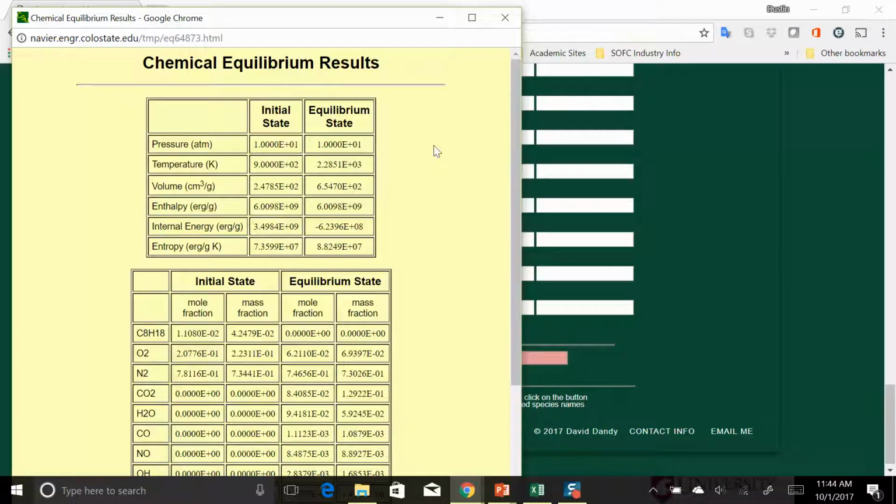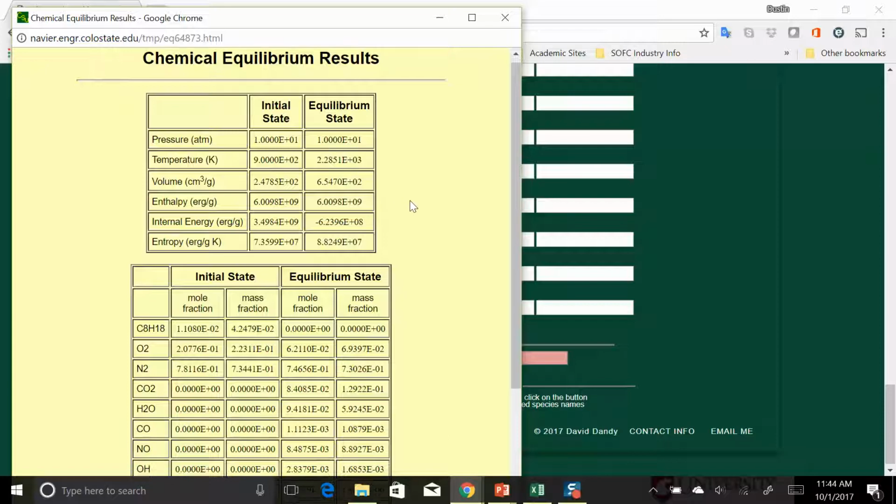And you can see here what it's calculated is we're staying at constant pressure of 10 atmospheres. Temperature has increased from 900 Kelvin to, it looks like, 2285 Kelvin. So there's our adiabatic flame temperature right there. That is the equilibrium temperature. Because I picked constant pressure combustion, the volume has increased. So if I were doing a diesel cycle, this ratio of volumes here would be equal to the cutoff ratio. Enthalpy has remained the same because that's what I selected.